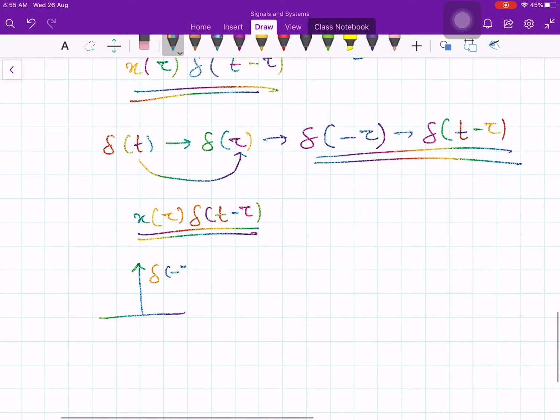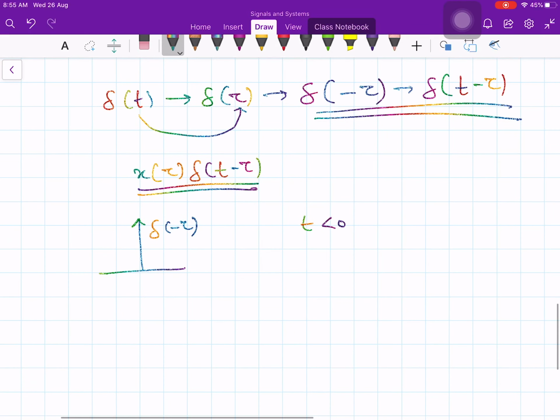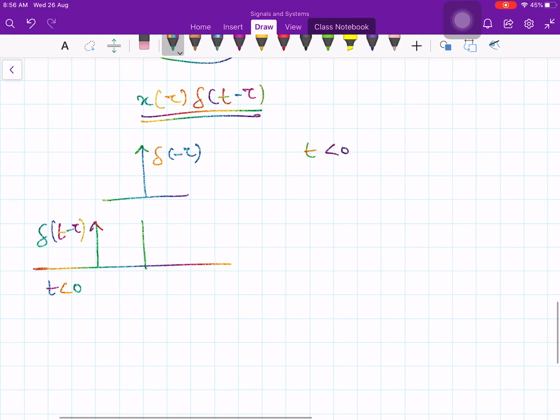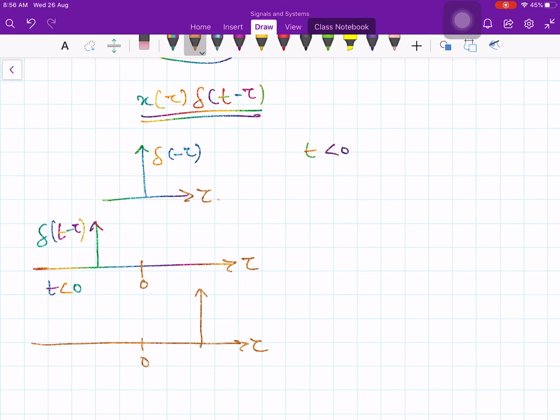If t is less than 0, then your pulse looks like this, maybe somewhere it looks. This is del of t minus tau when t is less than 0. Now, it may look somewhere else. This point is 0 and this point is 0, tau axis, this also tau axis, this also tau axis. Now, this point is t, let us say del of t minus tau if t is greater than 0.